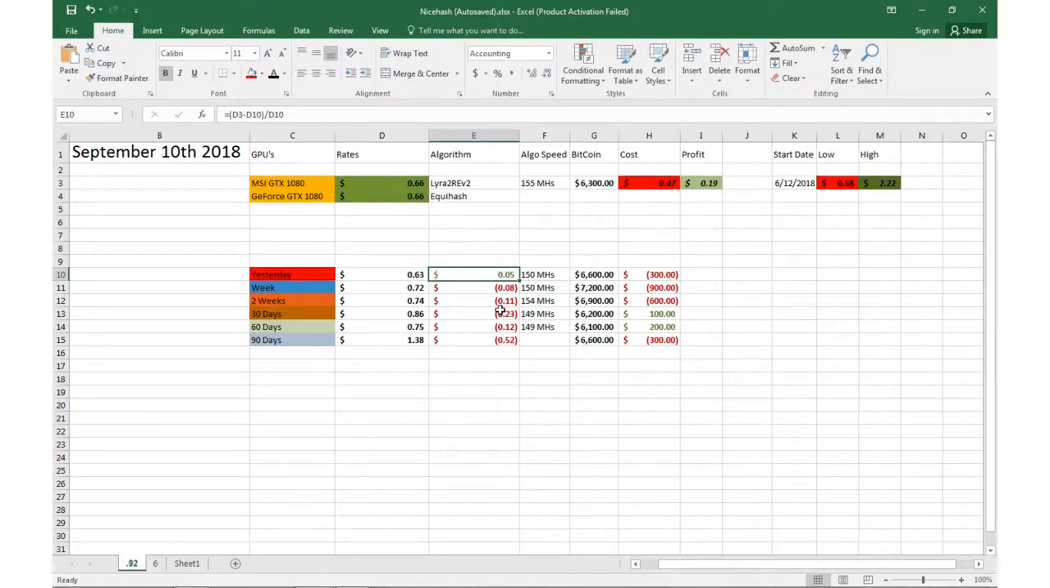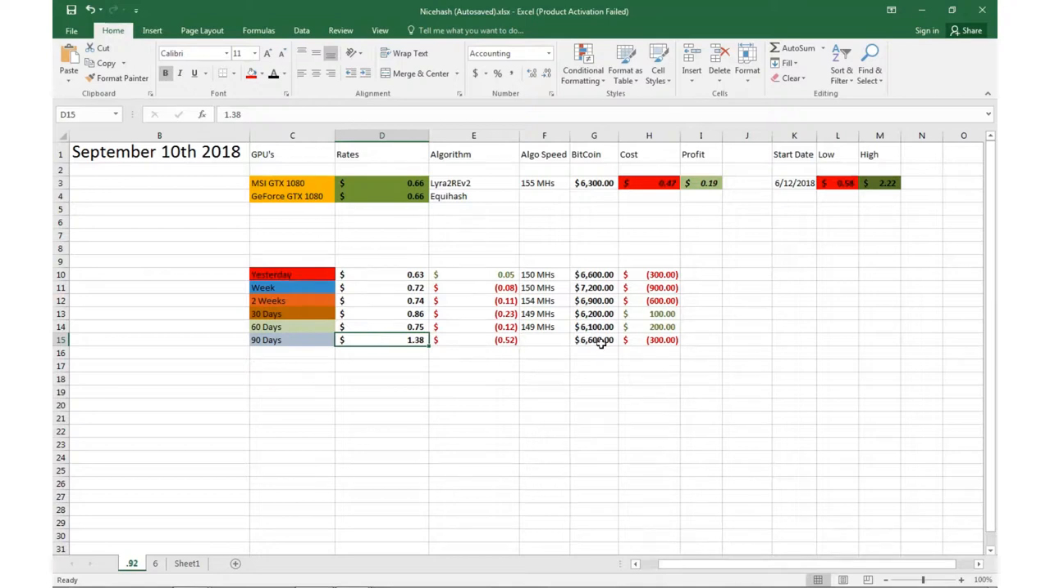Obviously, today we're low of 8 cents, and a week ago, 2 weeks ago we were, you know, less than 11 cents, and 30 days ago we were doing about 23 cents more, 60 days ago we were doing about 12 cents more, and 90 days ago we were doing actually 52 cents more. So we were doing about $1.38 per GPU 90 days ago.